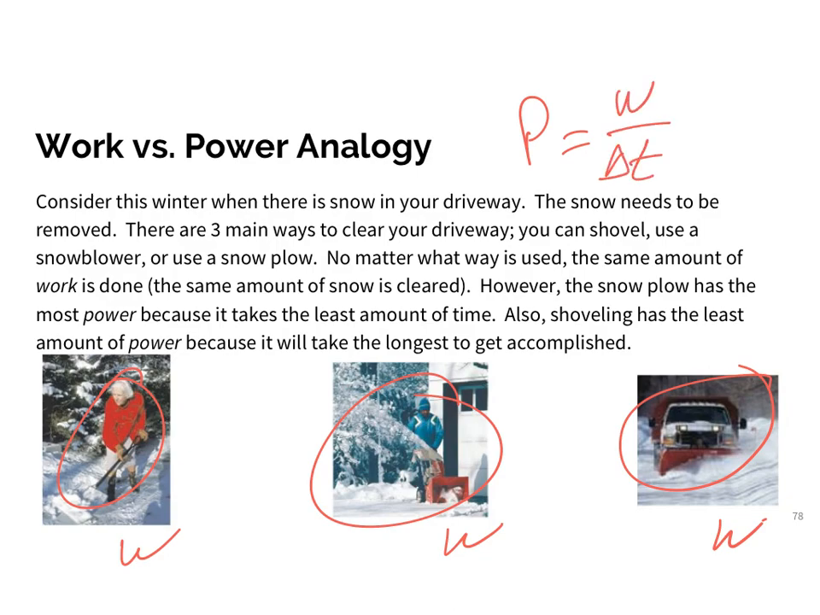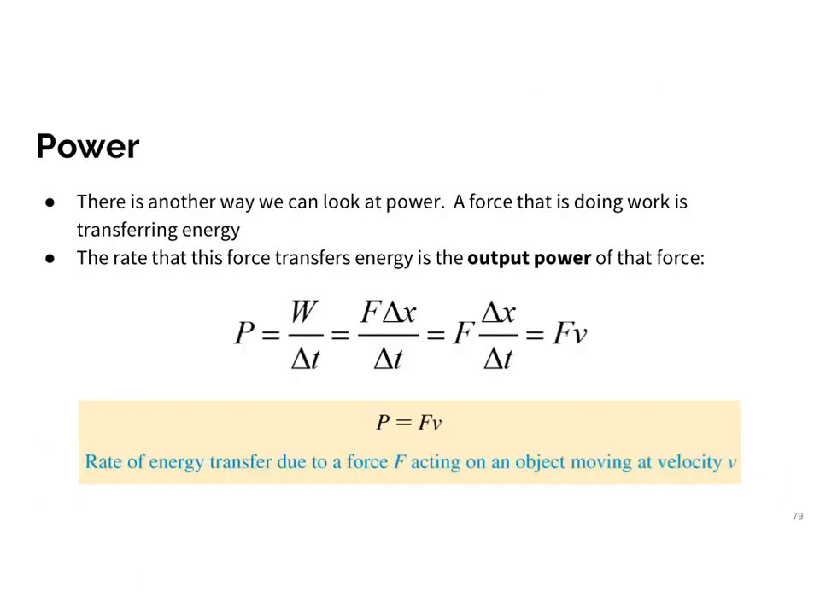It's work over time. So grandma here, she's got the least amount of power, and the snow plow has the most amount of power. It takes the least amount of time to get it done. It could probably get it done in like 2 or 3 passes at most. So anyway, that's what power is and how it compares to work.